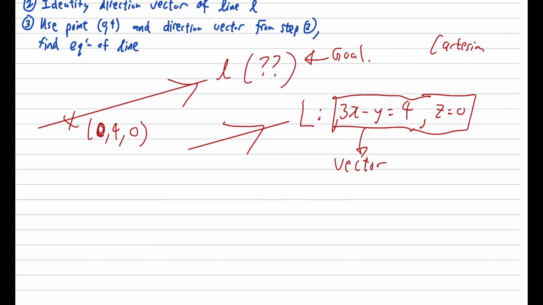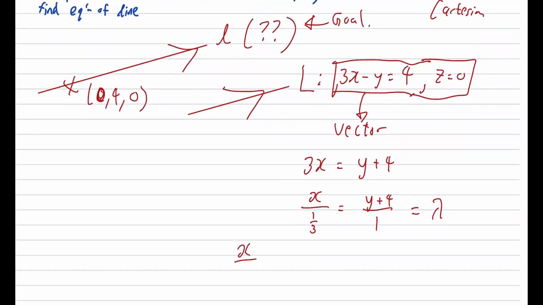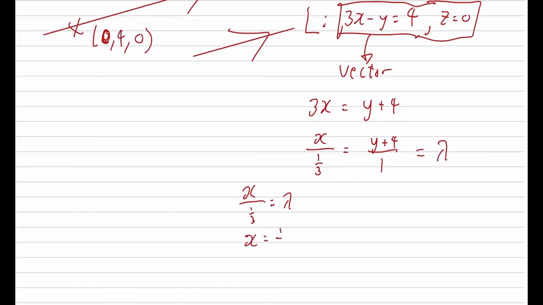Okay, got it. What we can do is 3x minus y equals 4, so we can rewrite it as 3x equals y plus 4. So that means we have x over 1/3 equals y plus 4 over 1 equals lambda. Then we can rewrite as x over 1/3 equals lambda. So x equals 1/3 lambda.